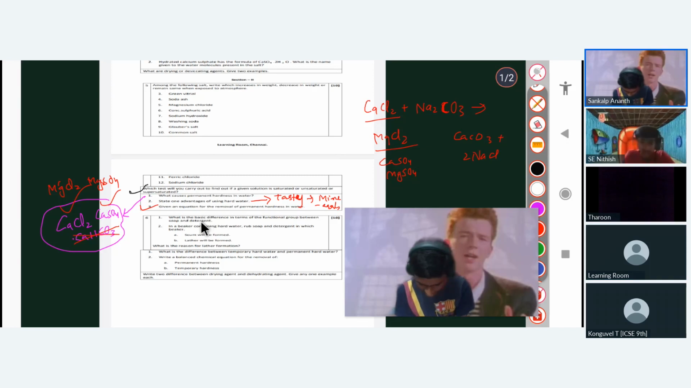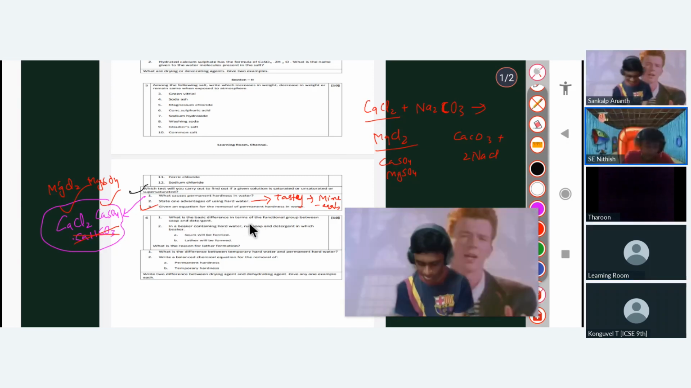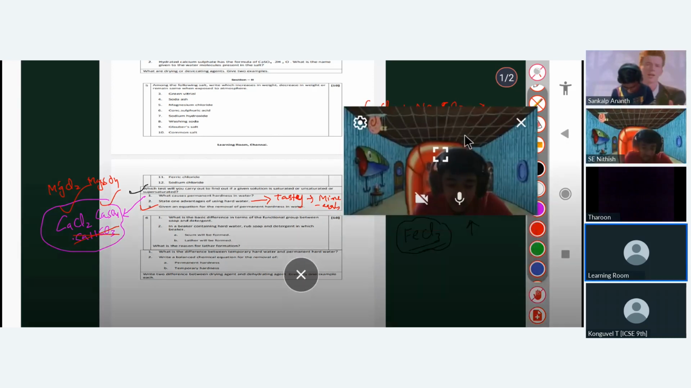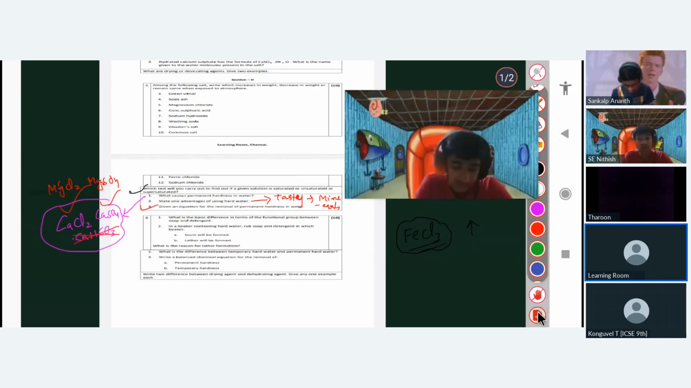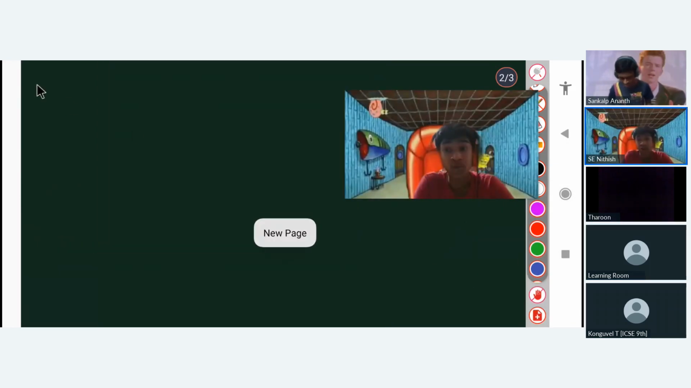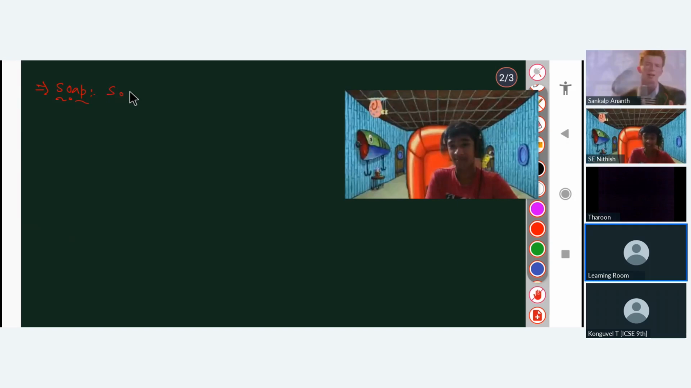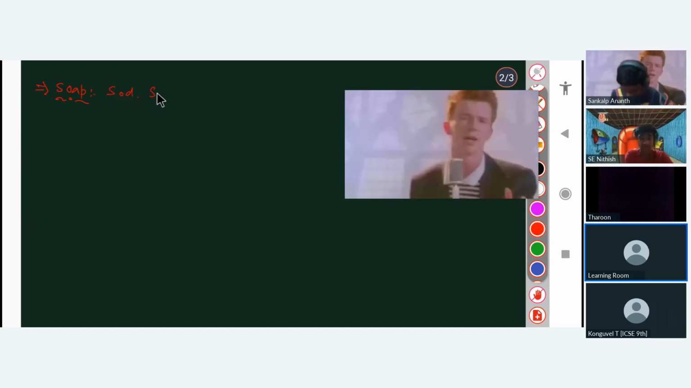What is the basic difference in terms of function between soap and detergent? We have studied soap, but we have not discussed detergent. Soaps are basically sodium salts of higher fatty acids, right?